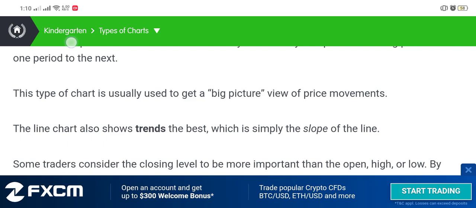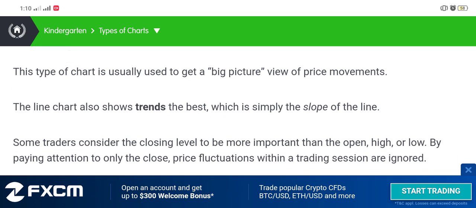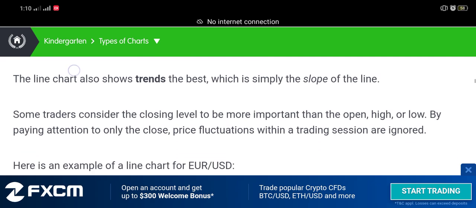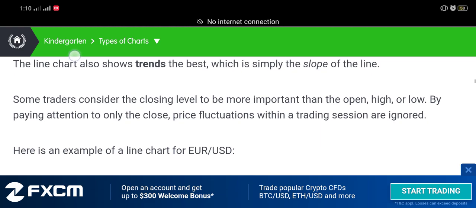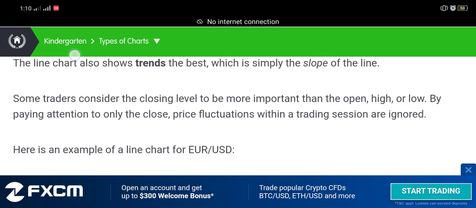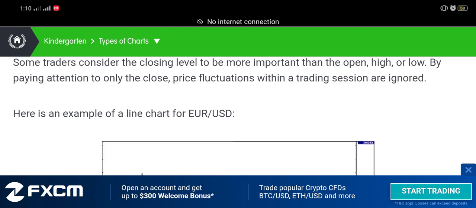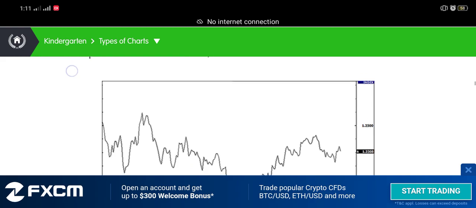The line chart also shows the trend of the price and is simply the slope of the line. Some traders consider the closing level to be more important than the open, high or low. By paying attention to only one closing price, fluctuations within the trading session are ignored. Here is an example of a line chart for EUR/USD.